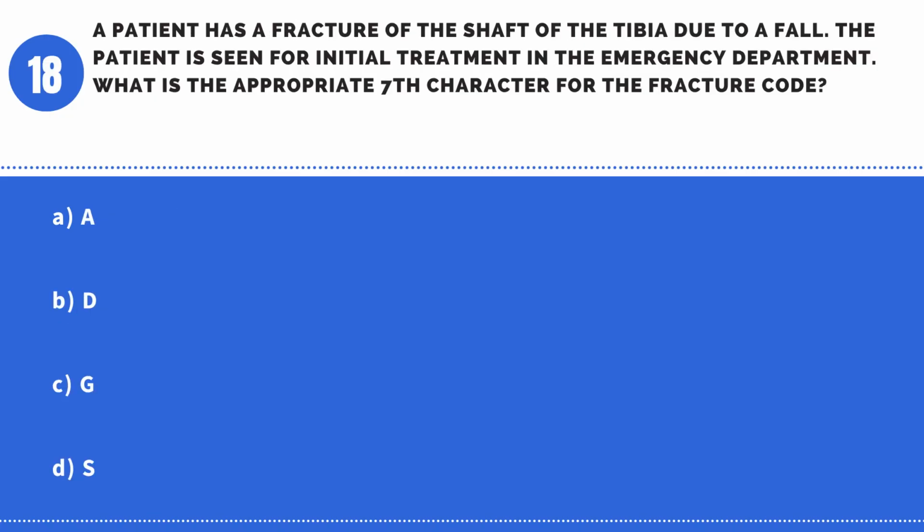Question 18. A patient has a fracture of the shaft of the tibia due to a fall. The patient is seen for initial treatment in the emergency department. What is the appropriate seventh character for the fracture code? A, B, D, C, G, D, S.